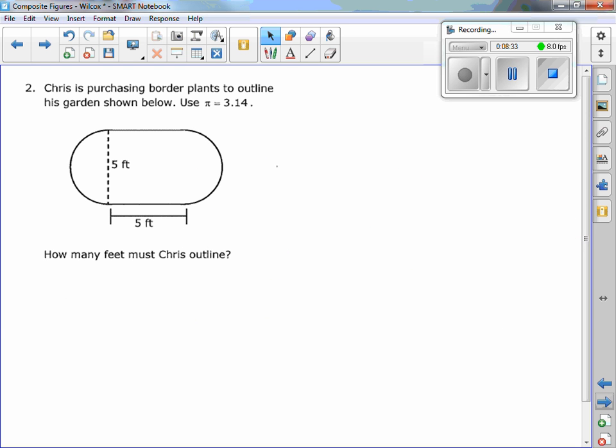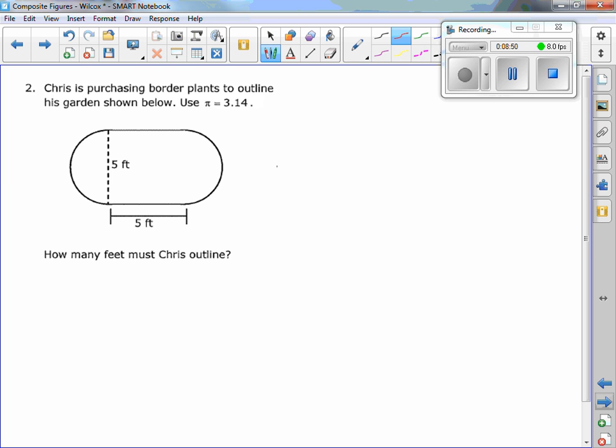Chris is purchasing border plants to outline his garden shown below. So this time we're not doing area, we're doing border, so we're doing perimeter. Use 3.14 for pi, and it's asking, how many feet must Chris outline?